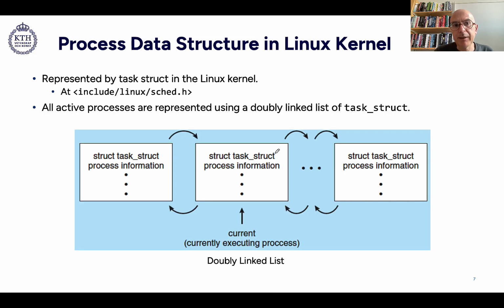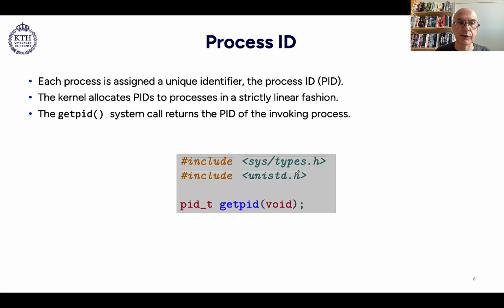What is the fundamental process data structure in the Linux kernel for the process? Well, this is represented by the task_struct, which is a C structure in the Linux kernel, and you can find the definition in this include file. All the active processes in Linux are represented using a doubly linked list of task structures, as you see here on this diagram. So we have a link in one direction, but also in this direction here too. And this constitutes a doubly linked list data structure.